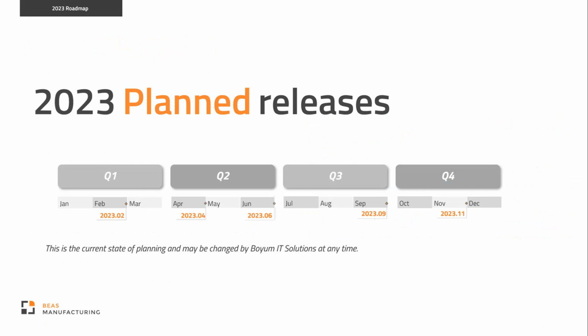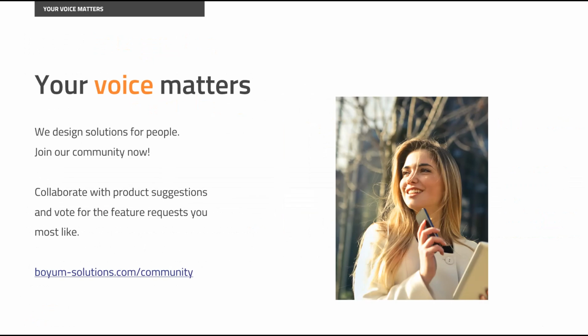According to our release roadmap, our next version will be 2023.04 to be released at the end of April 2023. This concludes the summary of our fixes and improvements of Beas Manufacturing 2023.02. Thank you for watching this video and please contact us concerning any questions.